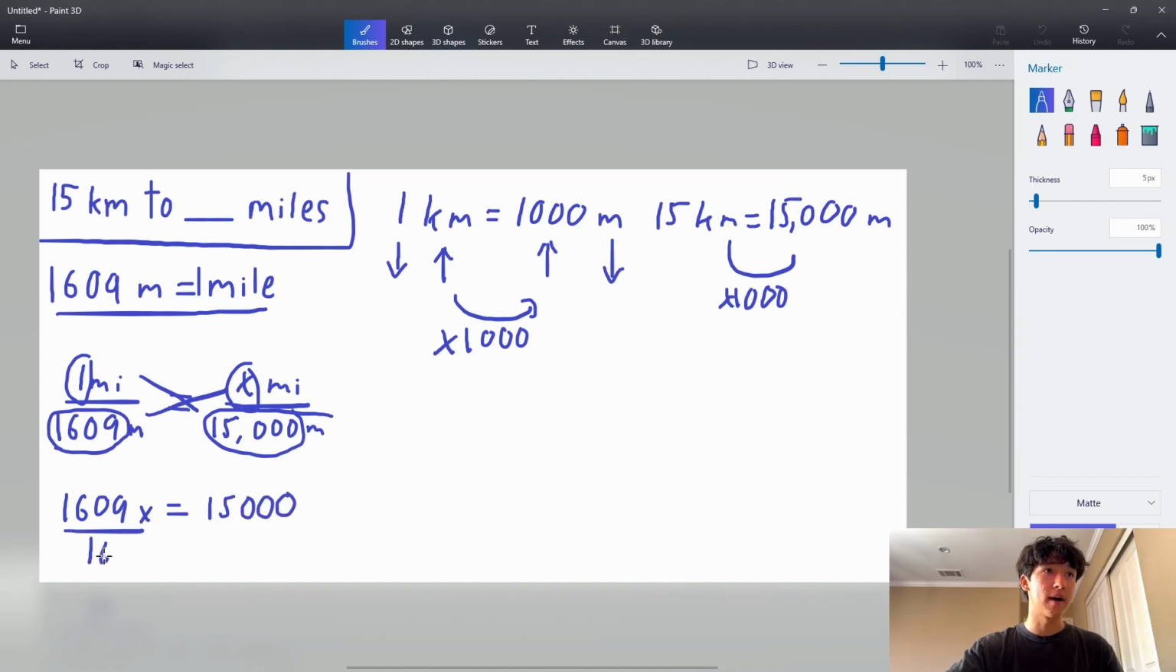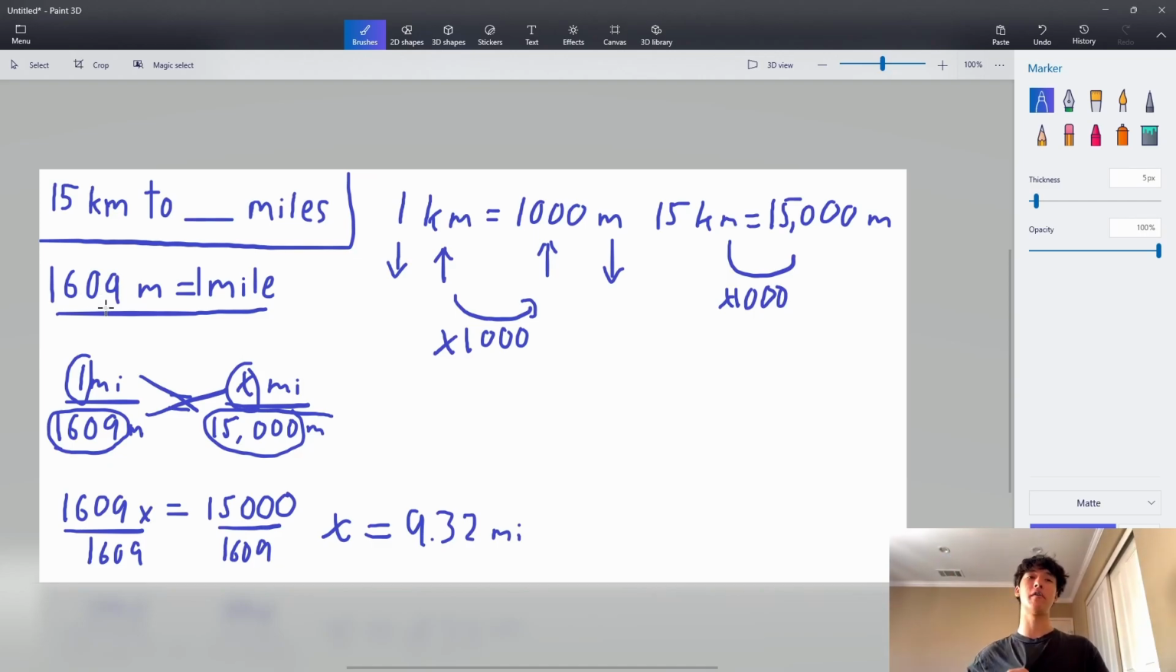So we're going to divide by 1,609 on both sides, which makes X equal to approximately 9.32 miles. If you got something similar to that, it could be because 1,609 meters is not exactly 1 mile. So it might be a little bit different, but it should be very close to this number right here, 9.3 something. So that is our answer. 9.32 miles is what we got. Okay, sweet. Let's get into more examples.